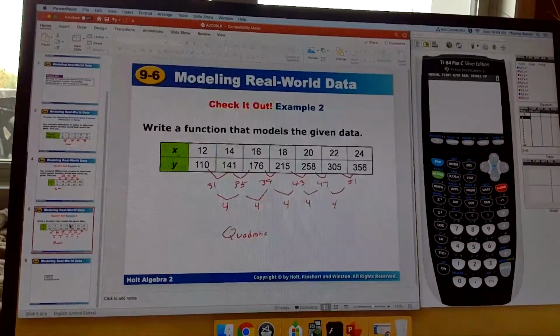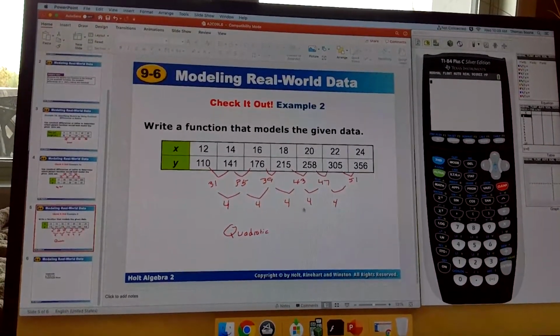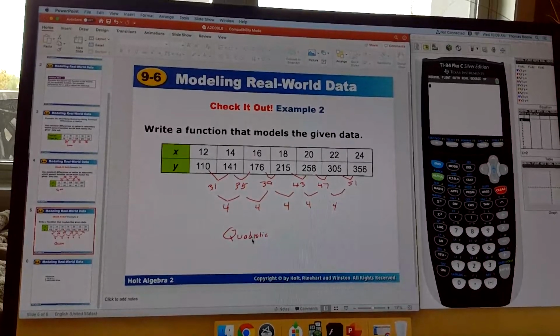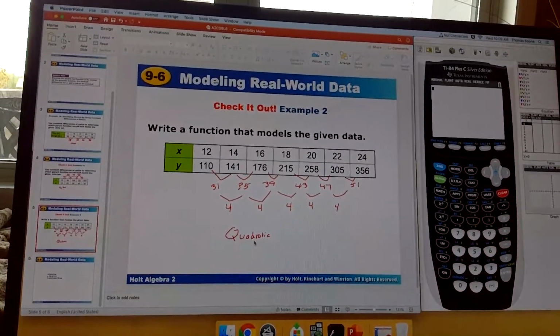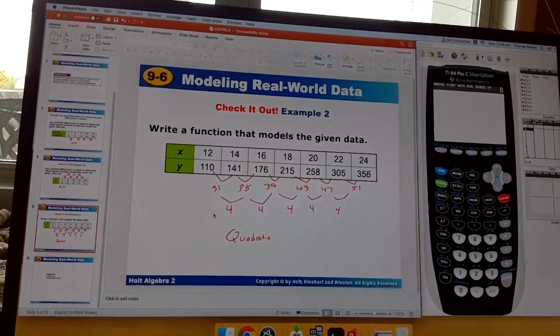Well, if the first differences are all the same, that means it's linear. All right, I'm going to skip to this one here. Now, remember, if the first differences aren't the same, but the second differences are, then that makes it quadratic. And obviously, if they're not and the third differences are the same, it could be cubic as well. Now, here's a little trick that they have here.